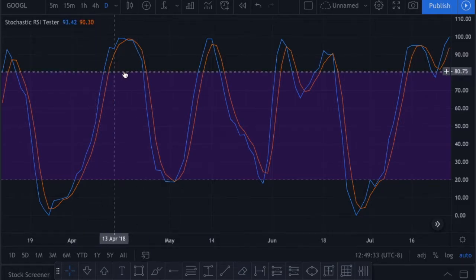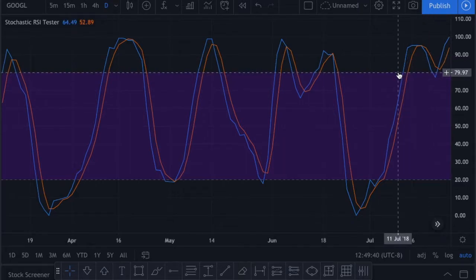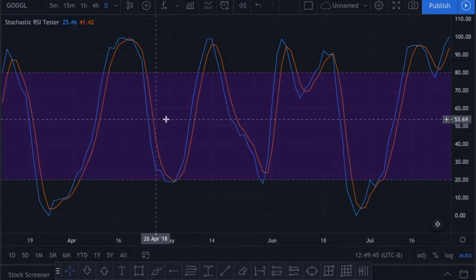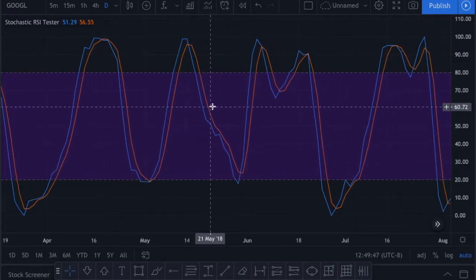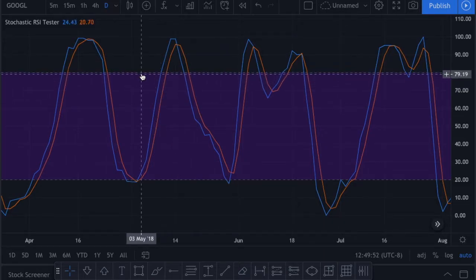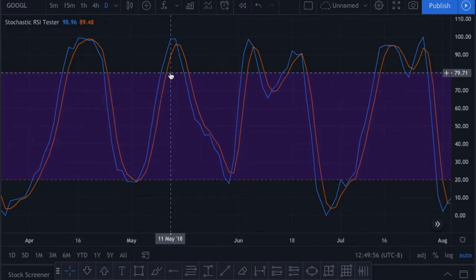And then we're also going to be using this top band. You see where the purple ends up here at the 80 mark. You see the value up here on the right hand side. It ends at 80. So in order for us to test this, we're going to do a couple different things. The first thing we want to see is what happens when the blue line crosses above the top band here. We're going to see how good of a strategy that is.